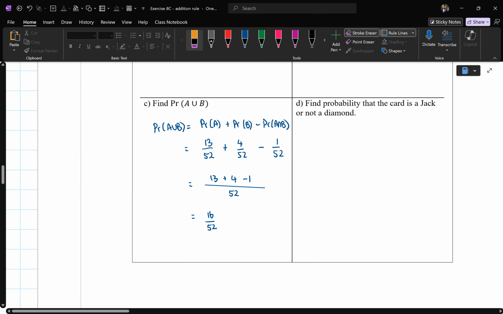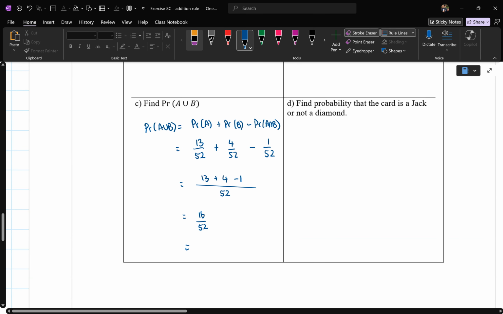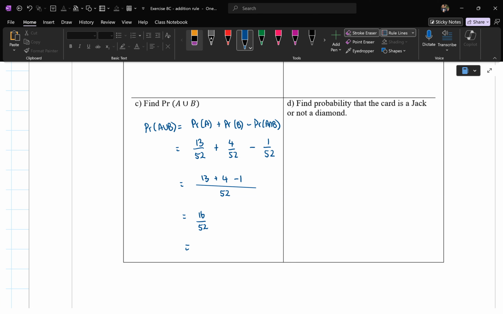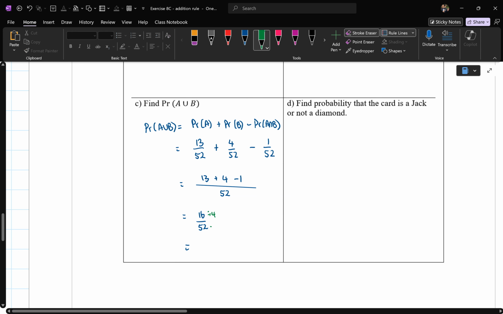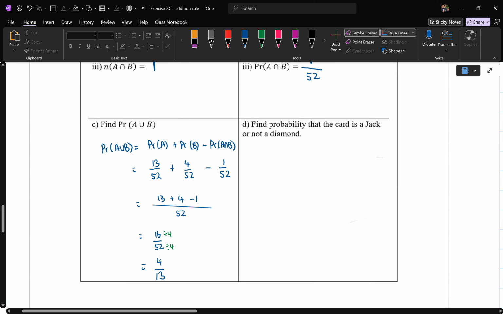And you can then simplify that. Okay, on your calculator, you can just type 16 divided by 52, and it should simplify the fraction. Or if you can find the highest common factor, and I think it is, for now, let's try 4. So 4 goes into 16 4 times. And how many 4s fit in 52? I believe that's 13. And 4 out of 13 sounds about right. All right, cool. So that's probability A union B.